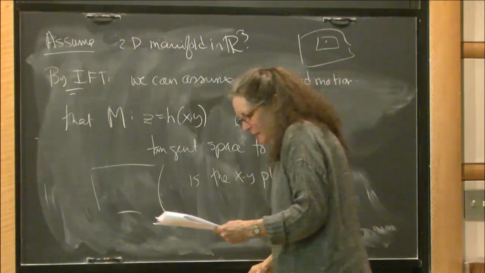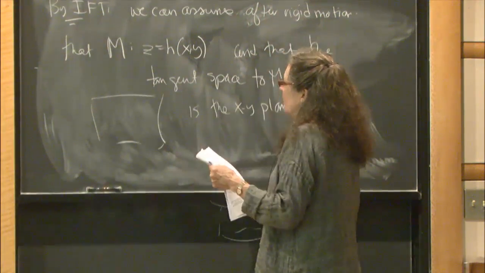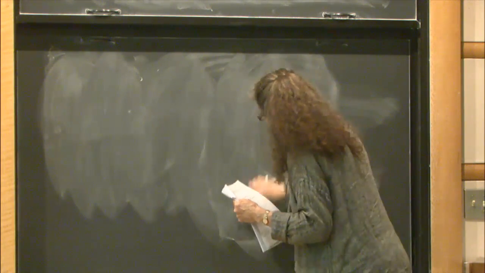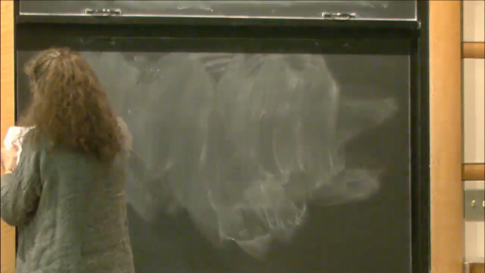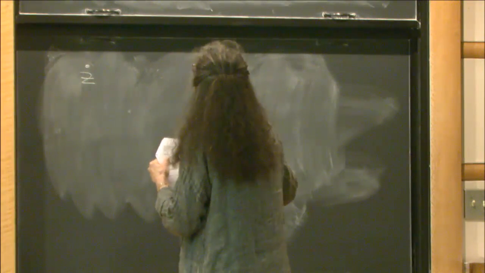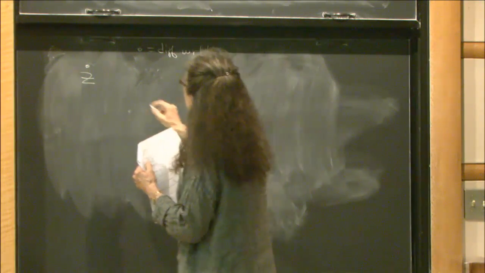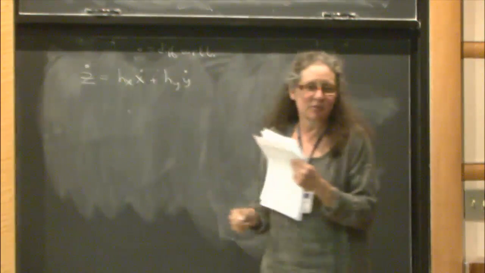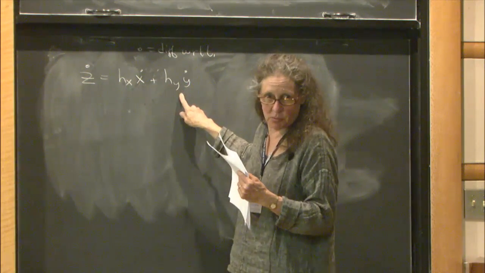Okay, so now I want to write down the equations. We have z equals h of x and y. I'm thinking of h as the height function; this is the graph of a height function. Now if I differentiate this with respect to t, I get z dot is h sub x times x dot plus h sub y times y dot. Is everybody okay with that? The chain rule: partial of h with respect to x times dx/dt plus partial of h with respect to y times dy/dt.